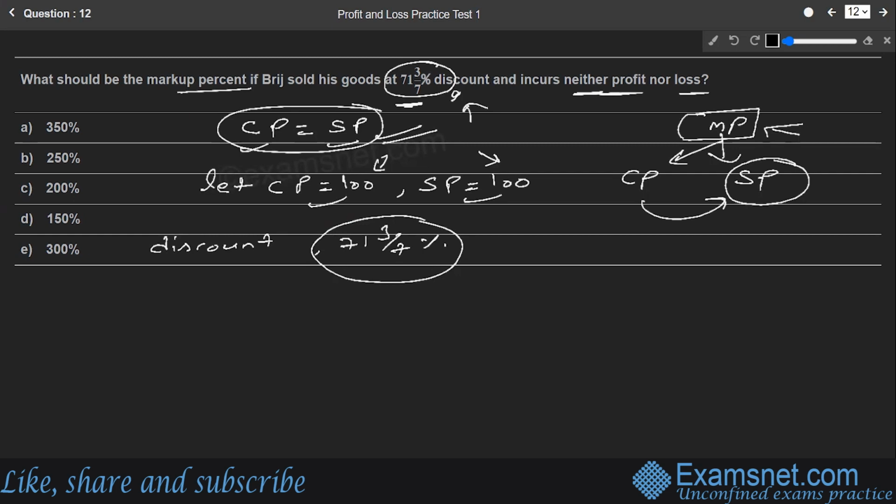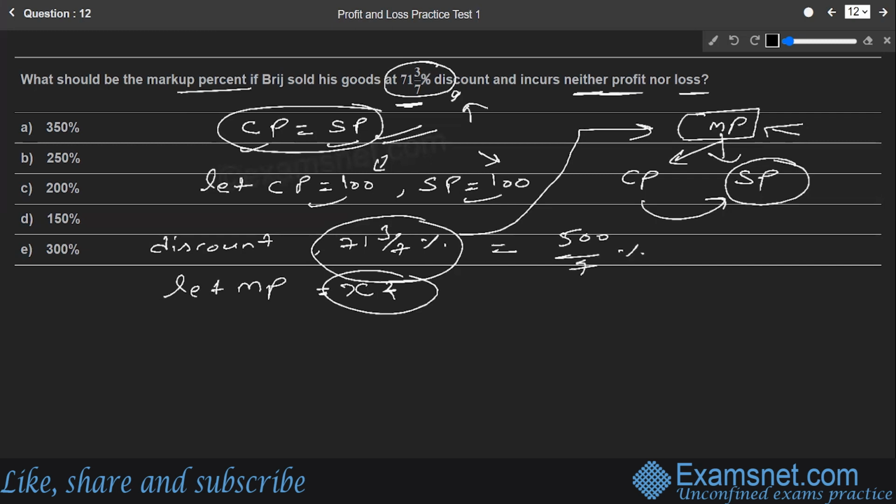So let us find out the discount. Discount is 71 3/7%. But this is the discount that is being offered on the mark price. Okay, because the customer can only see the mark price. So let us take it like this. Let the mark price be X rupees, because that is what we don't know. Now, how much discount is being offered? Discount is 71 3/7%, which is nothing but 500/7%. Okay, 500/7% discount being offered.